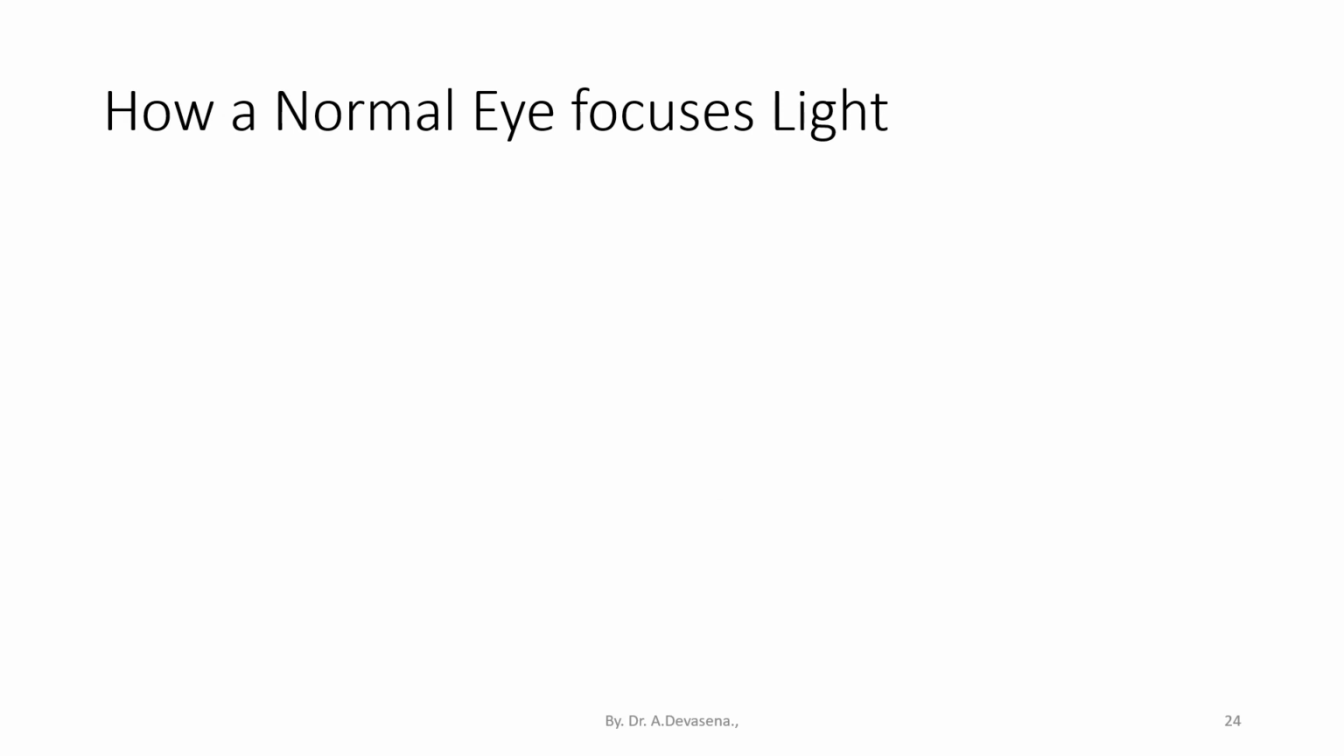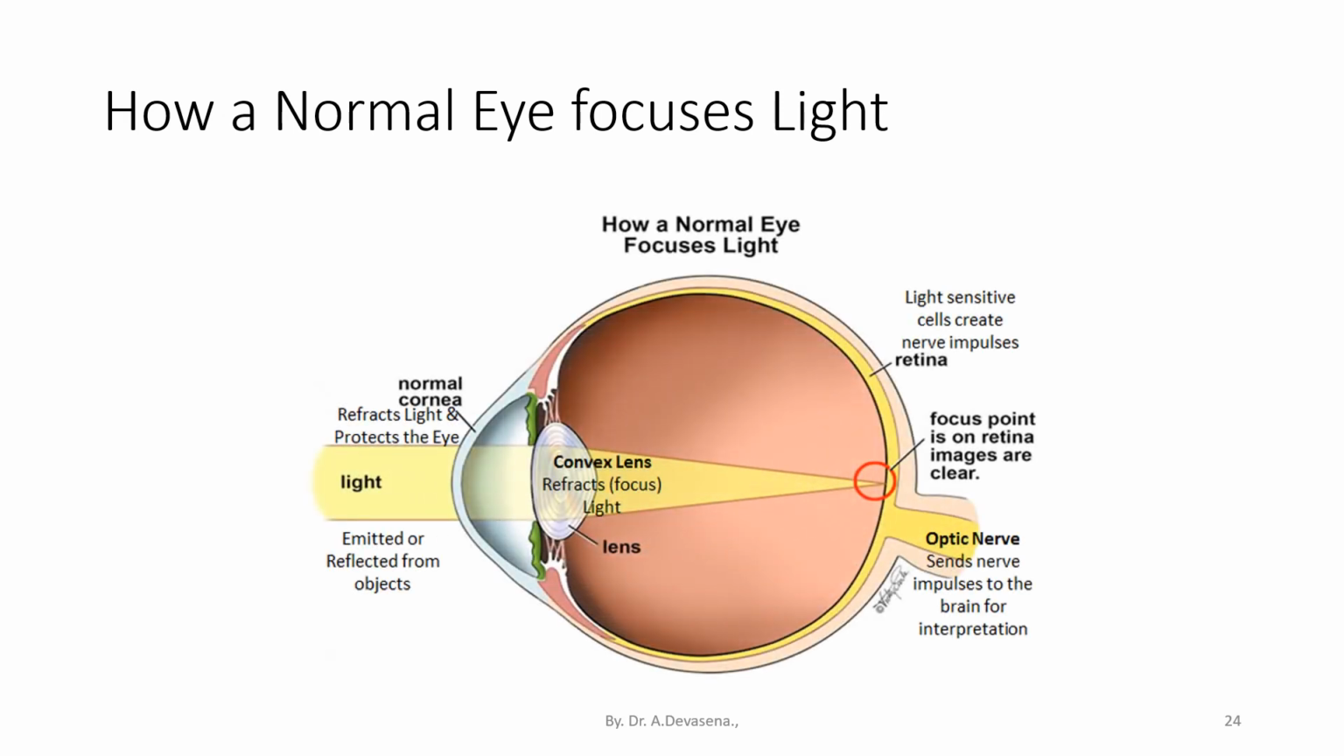How a normal eye focuses light, a small representation. Light emitted or reflected from objects enters the human eye. In the human eye, we have the normal cornea that refracts light and protects the eye, and the light waves enter the lens that is present in our eye, and it hits the focus point in the eye.